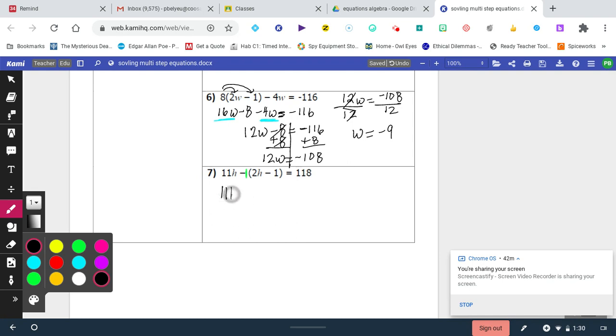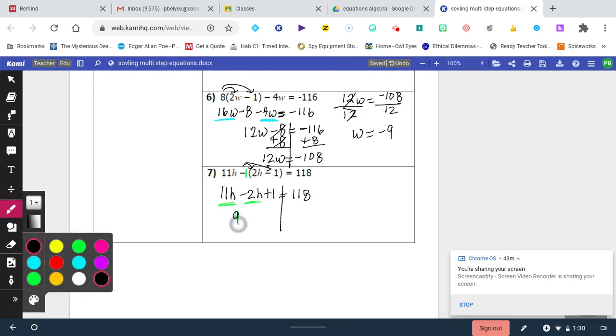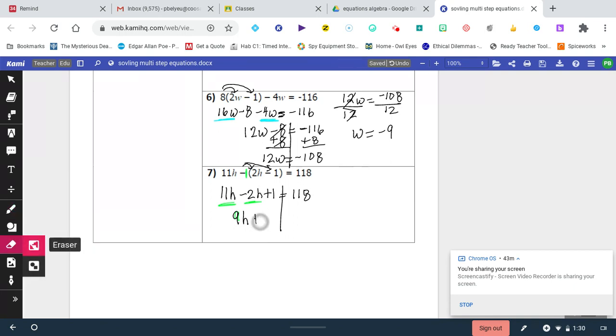So 11H. You don't care about 11H right now. You're just using the distributive property to get rid of these parentheses. Negative 1 times 2H is negative 2H. Negative 1 times negative 1 is positive 1. And I'm going to combine like terms. I do have like terms. There we go. That's going to give me 9H. I wanted that to be black. 9H plus 1.